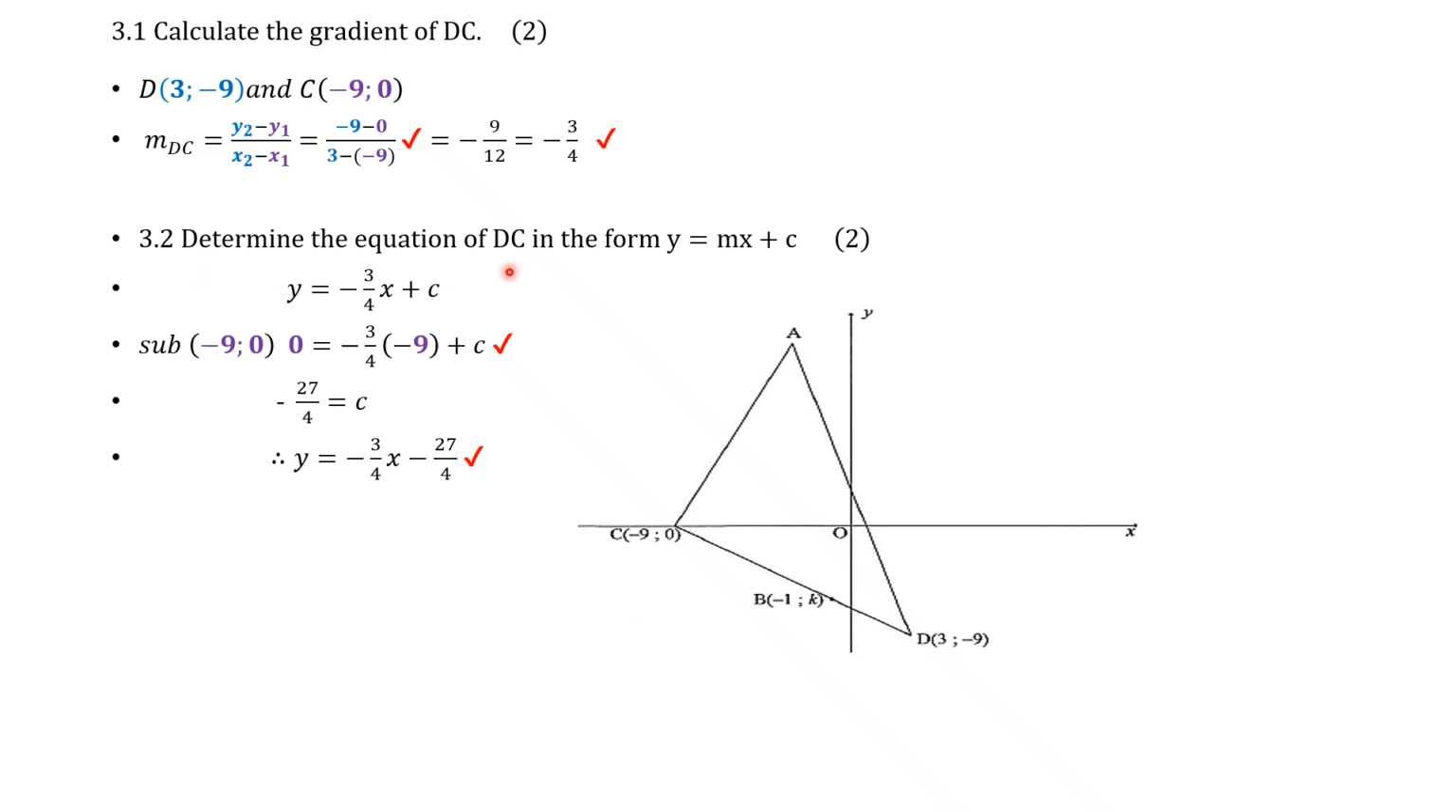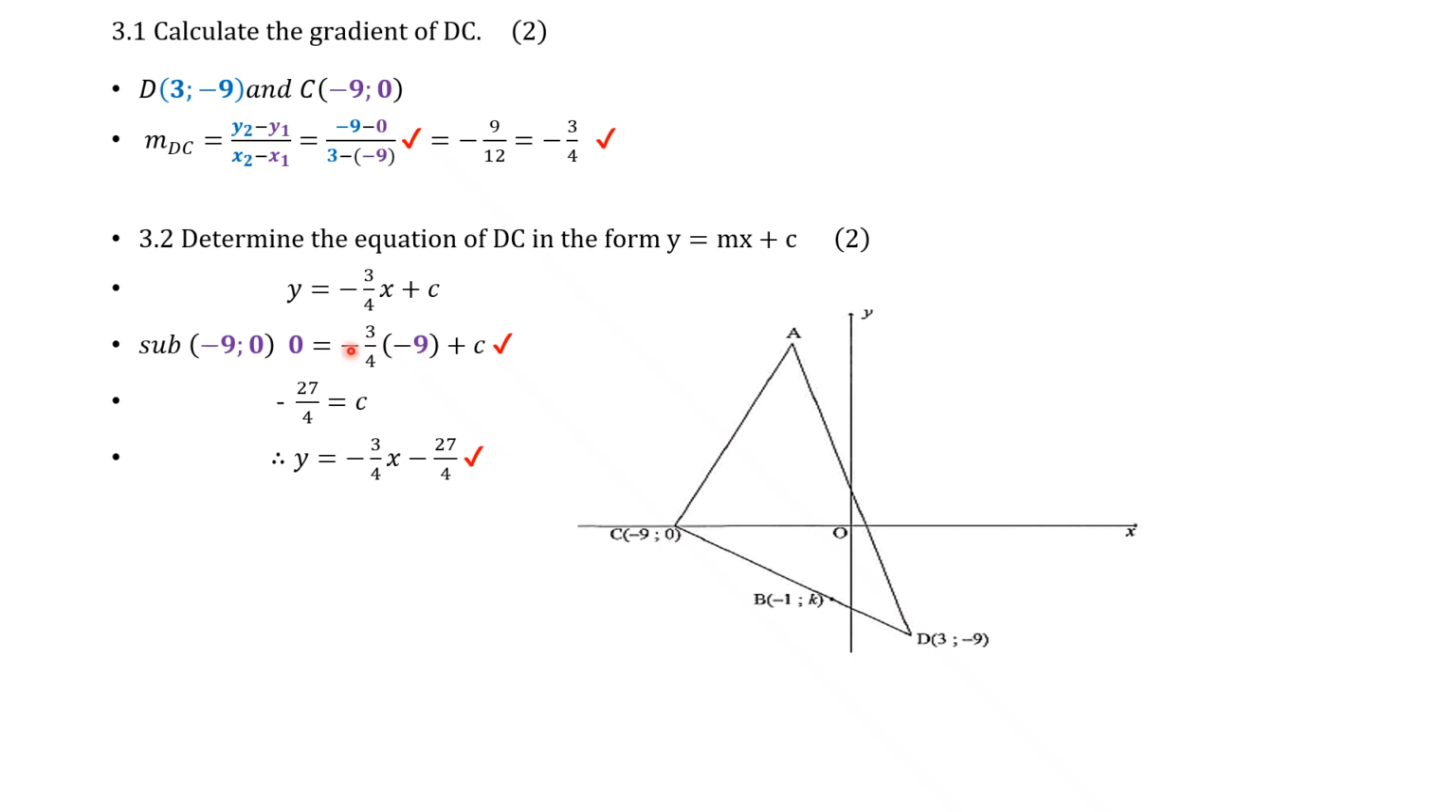3.2, determine the equation of DC in the form y equals mx plus c. So we already have the gradient from the top, so m becomes -3 over 4, y equals -3 over 4 x plus c. On the line DC, I have the coordinates of C and D. I can choose any one of the two to substitute in to find the c value. So I chose (-9; 0). So this states that y is 0 when x is -9.